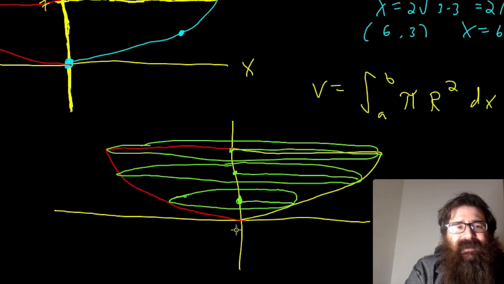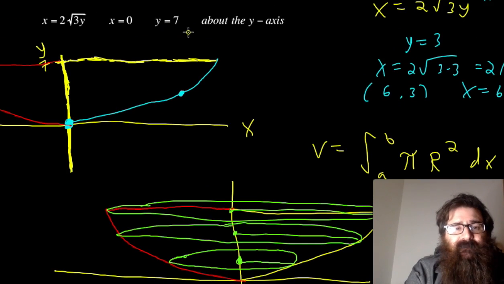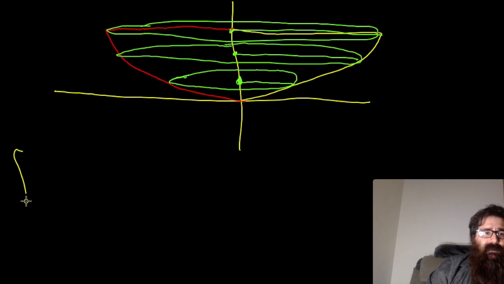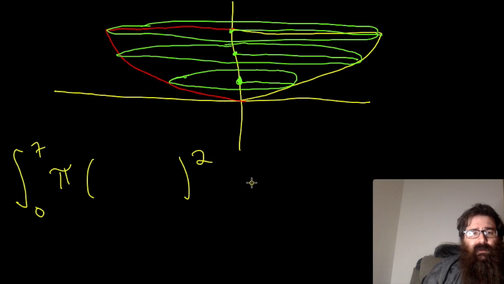Now, as I'm stacking these, we're going to start at y equals 0, and we're going to go up, up, up, up, until we get to the very top, which is at y equals 7. We said y equals 7 was that curve. So setting this up, we'd say my bounds are going to be from 0 to 7. We have pi times, and then I want the radius squared. And then we're going to integrate with respect to y, since our bounds are bounds on y.